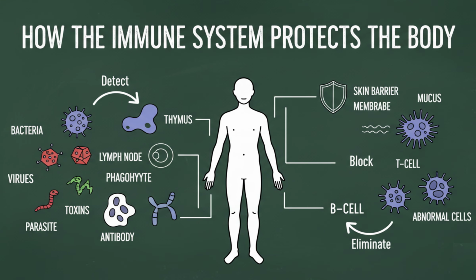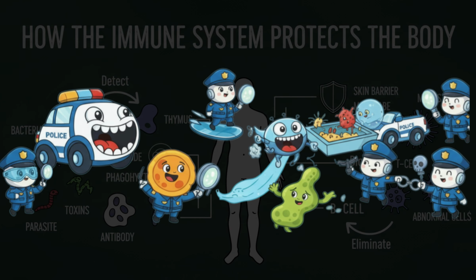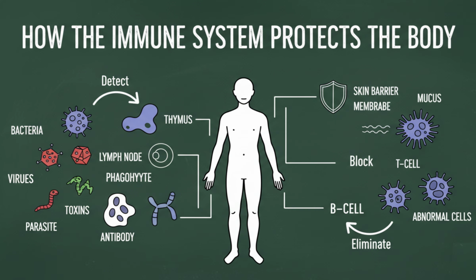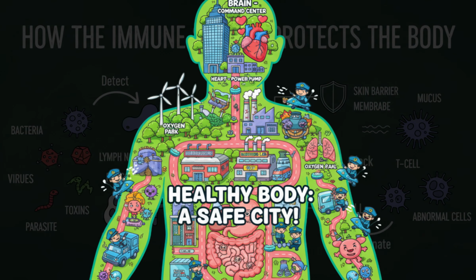The immune system is a collection of organs, cells, and molecules whose task is to recognize, block, and eliminate foreign elements that enter the body, such as bacteria, viruses, parasites, toxins, as well as damaged or abnormally altered cells. The greatest role of the immune system is not only to fight disease, but to maintain a stable internal environment so that life can continue.